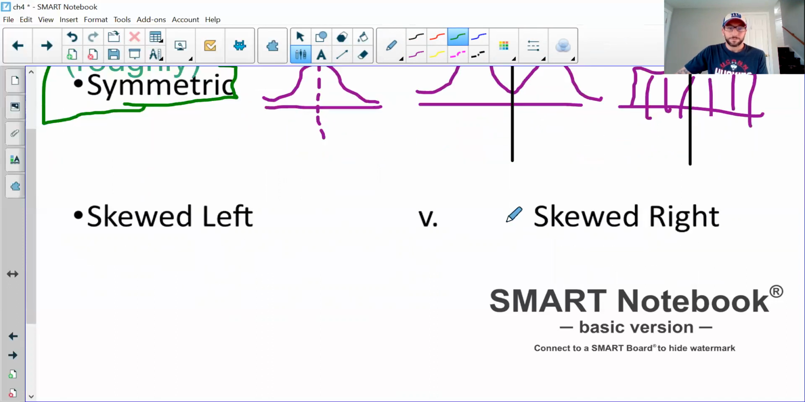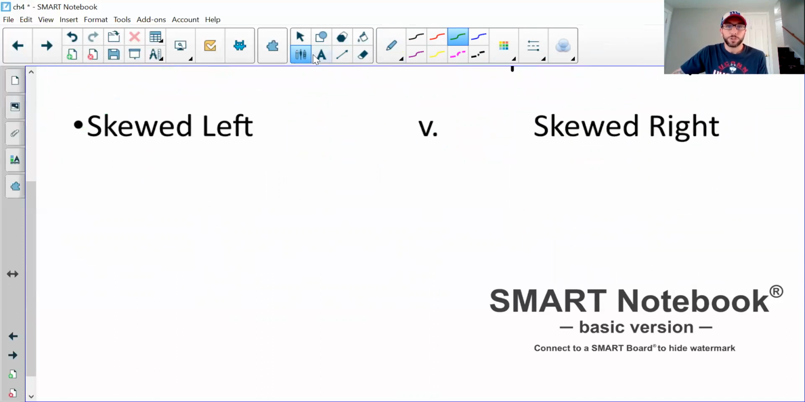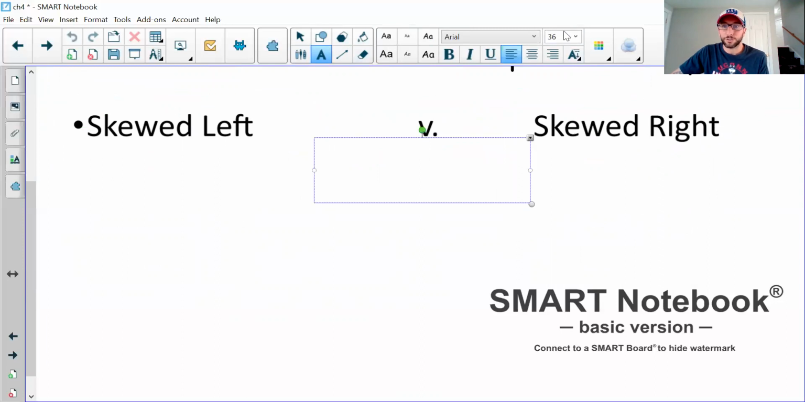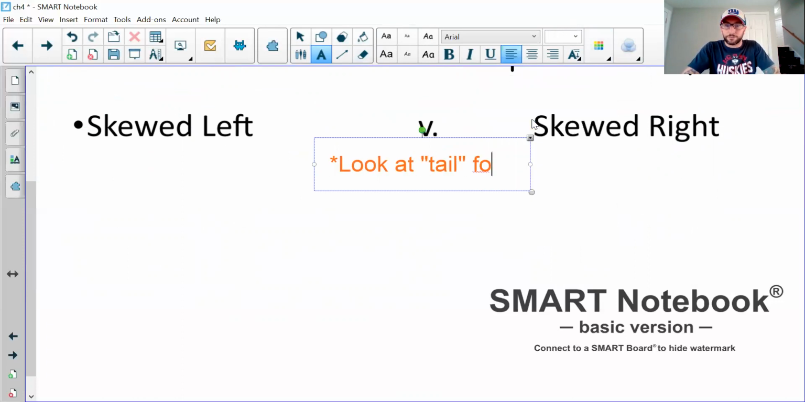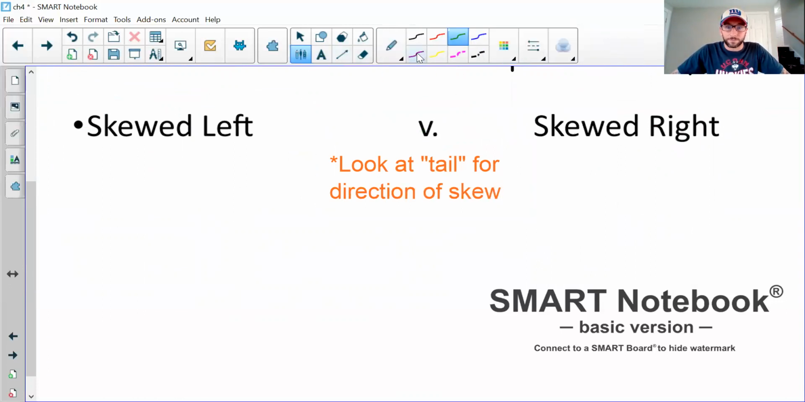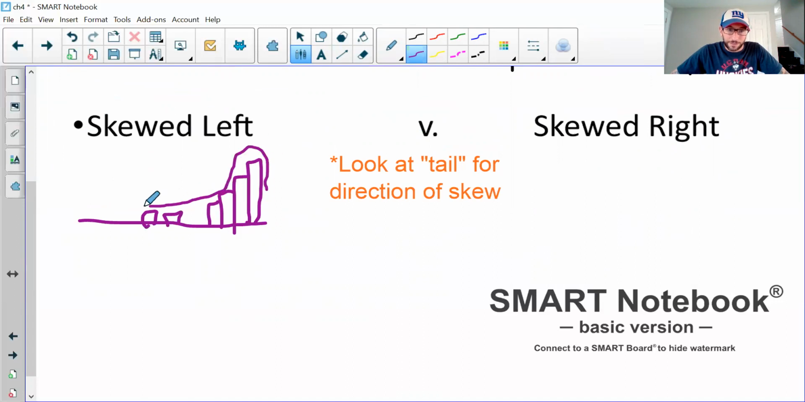Lastly, skewed left, skewed right. So when we're talking about skewness, I'll throw in the middle here in orange: this applies to both. We're going to look at the tail for the direction of the skew. So if we have a data set that looks like this histogram, and maybe we have some small values over here, and we trace this, the tail is on the left side. So we would call this a skewed left distribution.